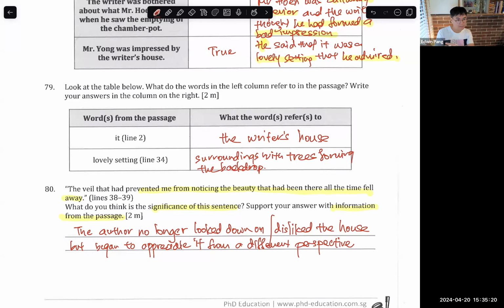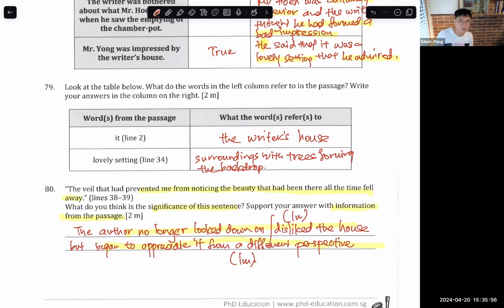Okay, so the 1 mark is the veil, and the veil is the dislike, right? The original fact that she couldn't see the beauty of the house, right? She disliked it. Then the veil falling off, right, is the fact that she can now begin to see the house in a different light or perspective. Okay, so 1 mark, 1 mark. No longer look down or dislike the house is 1 mark. Okay, began to appreciate the house is another mark.